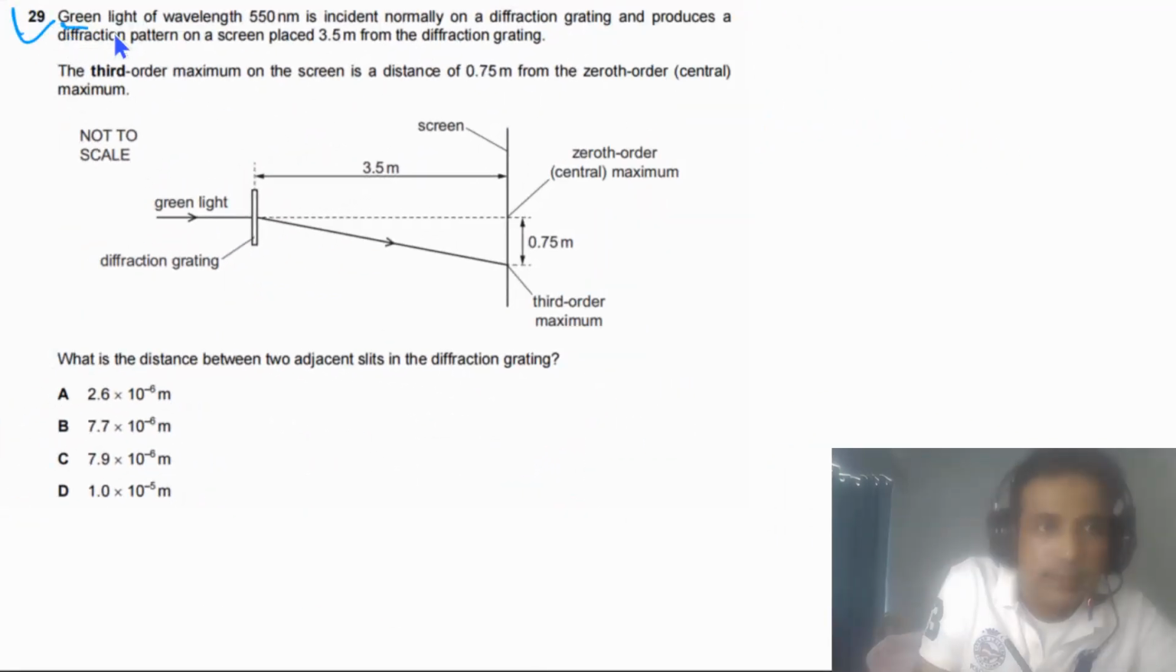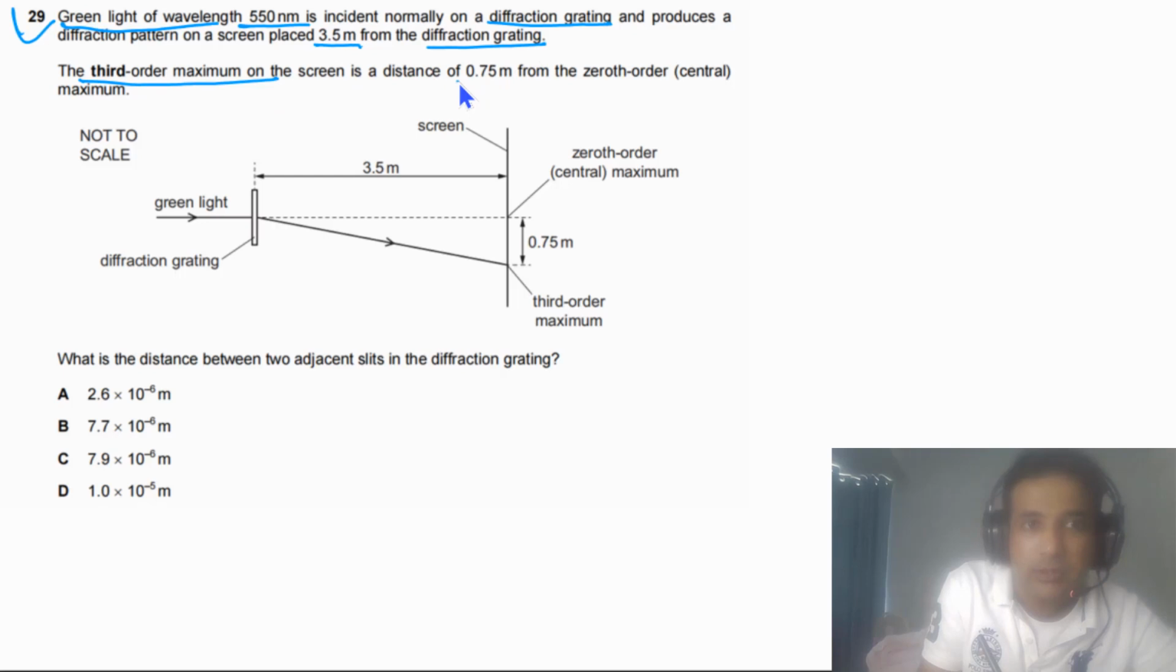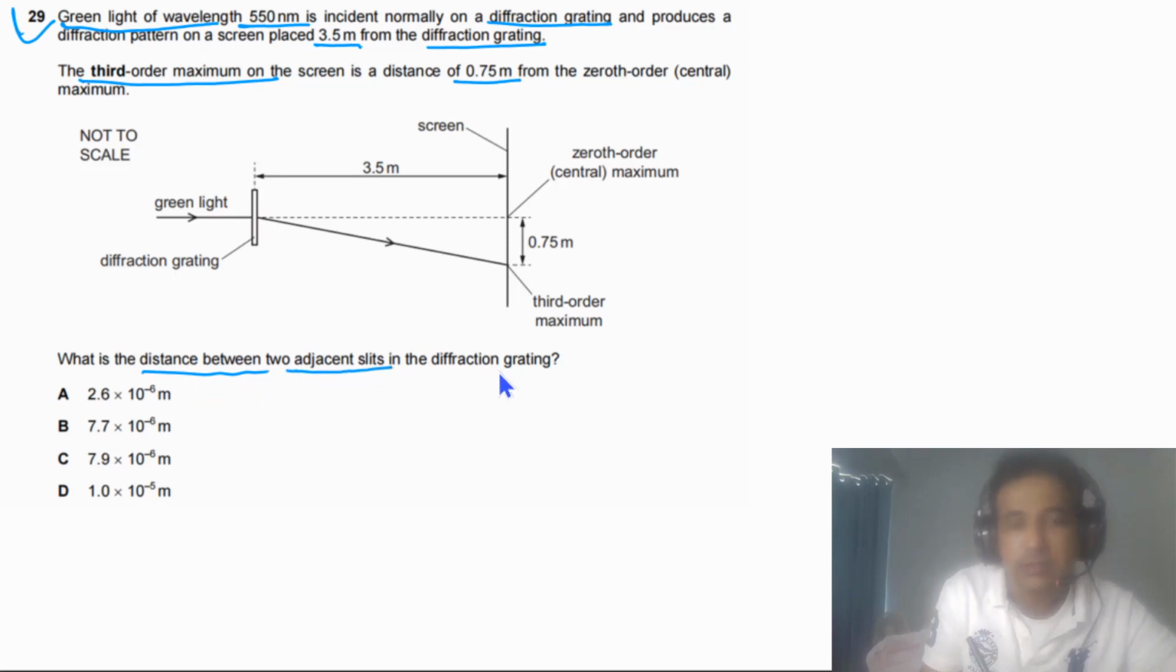Question 29 says green light of wavelength 550 nanometers is incident normally on a diffraction grating and produces a diffraction pattern on a screen placed 3.5 meters from the diffraction grating. The third order maximum on the screen is a distance of 4.75 meters from the zeroth order maximum. What is the distance between two adjacent slits in the diffraction grating?